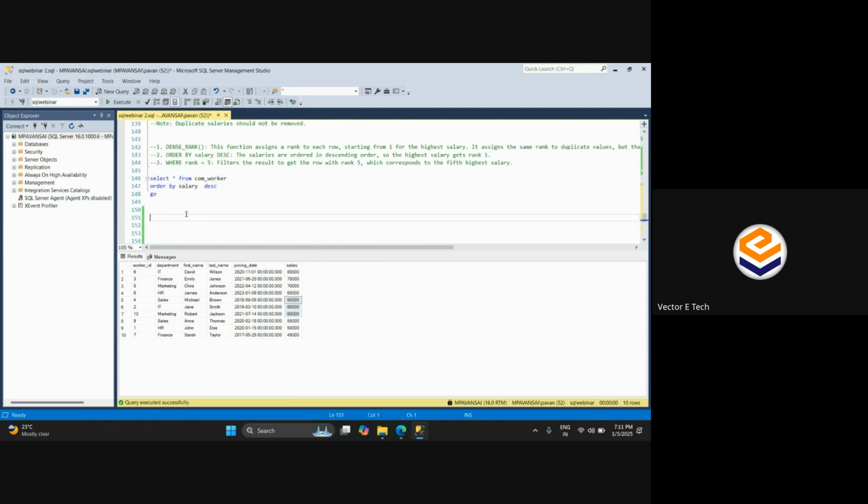Now, can anyone tell me what would be your approach? The question is simple, right? Can anyone tell me what would be your approach?